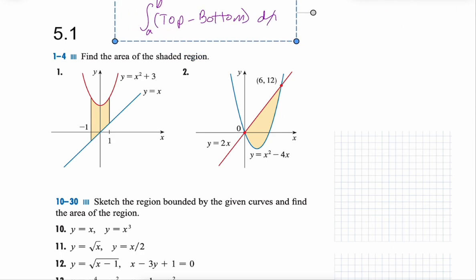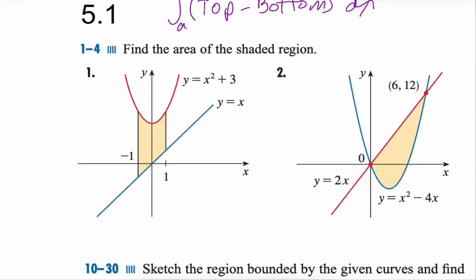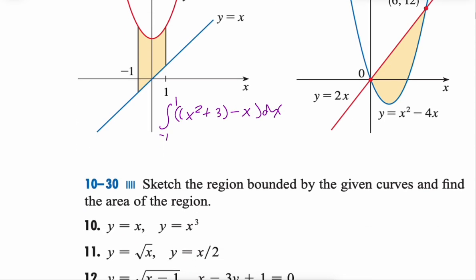So let's do problem number one together. I have given you the graph, and I say to find the area of the shaded region. You are going to note what is our upper function and what is our lower function, and is it always above the other, which it is in this case. So here's our upper function, here's our lower function. And so it's just going to be the integration from an x value of -1 to an x value of +1 of our top function minus our bottom function. Okay, and so we're going to go from -1 to +1 of x squared plus 3 minus x dx.